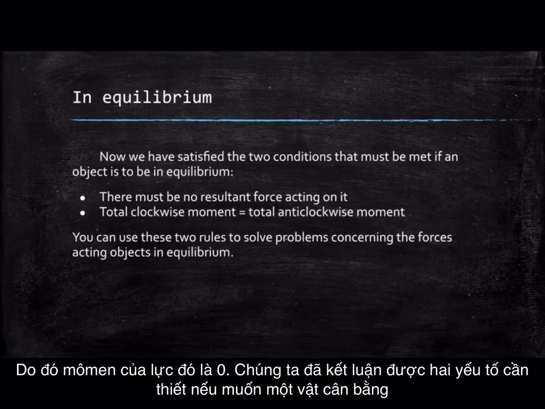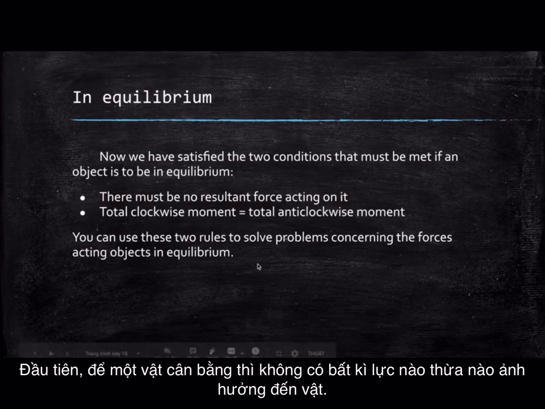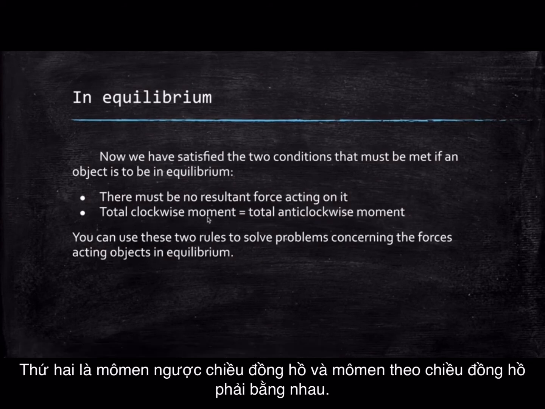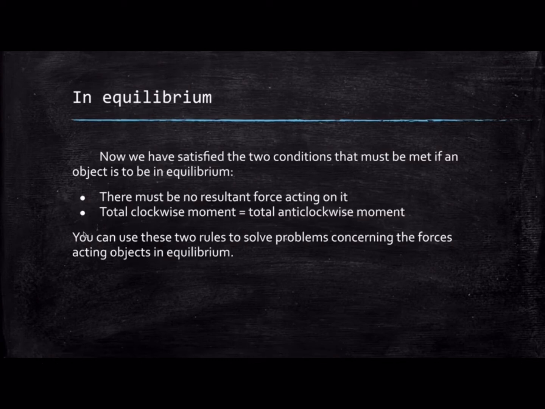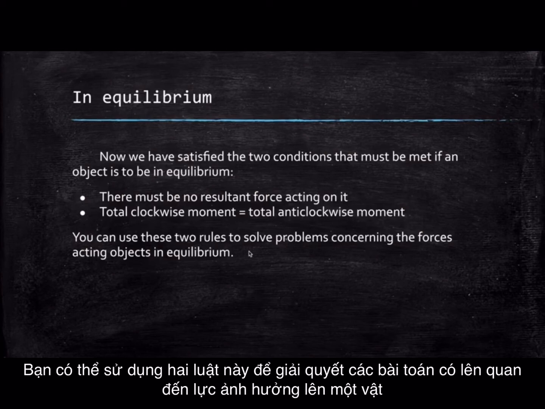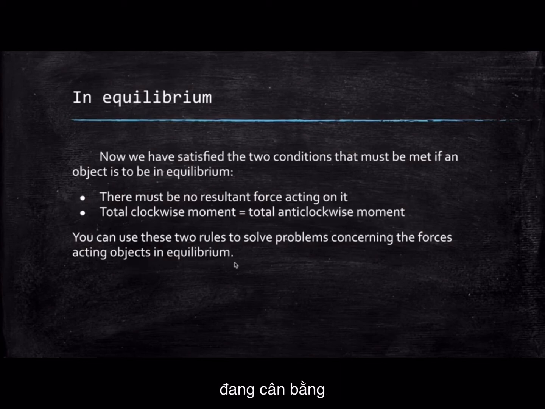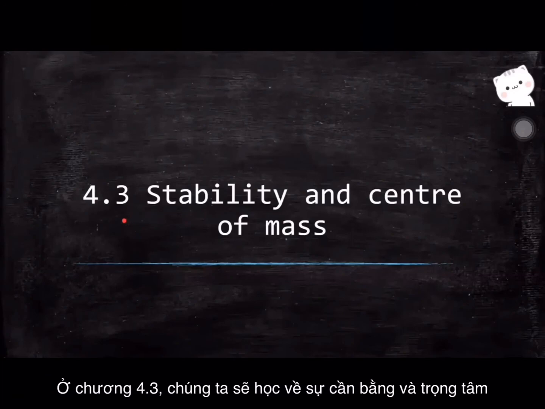Now, we have satisfied the 2 conditions that must be met if an object is in equilibrium. First, there must be no resultant force acting on it. Secondly, the total clockwise moment must be equal to the total anti-clockwise moment. We can use these 2 rules to solve problems concerning the forces acting on an object in equilibrium. In Chapter 4.3, we will study stability and center of mass.